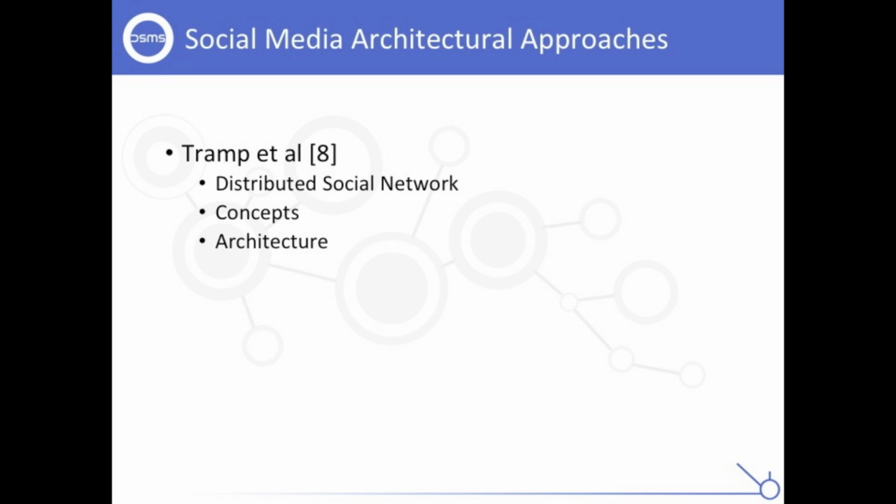Now let's talk about the social media architectural approaches. The first one of them is the Trump et al. architectural approach for social media. Here we're going to talk about what a distributed social network is, then we're going to define some concepts, and then we're going to talk about the architecture for social media.